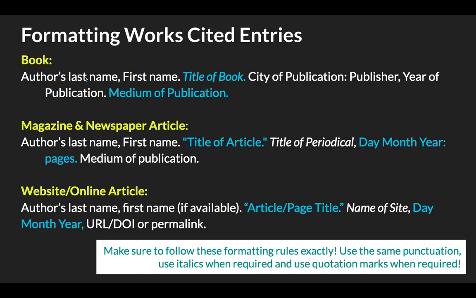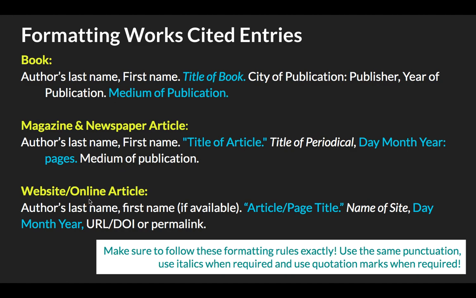So for a book, you put the author's last name and the author's first name, then the title of the book in italics, then the publication details, and the medium of publication would be print for a book. Magazine and newspaper articles are cited very similarly in the works cited page: author's last name and first name, title of the article, title of the periodical, that means the newspaper title like New York Times, day, month, year, pages, and again, medium of publication would be print.